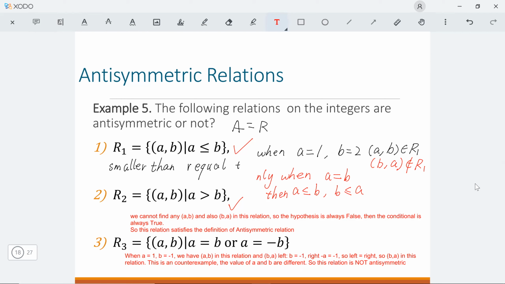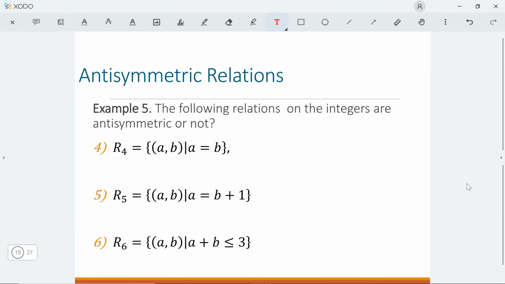Okay, so then let's look at a little more examples here. Before I give you some more explanations, maybe you can take some time and pause this video and think about whether these three, R4, R5, and R6, are anti-symmetric or not. You can try to think about this by yourself. I hope everyone paused this video and thought about this by yourself. So now let's work on this together.